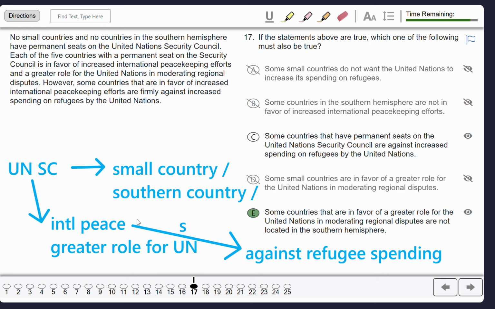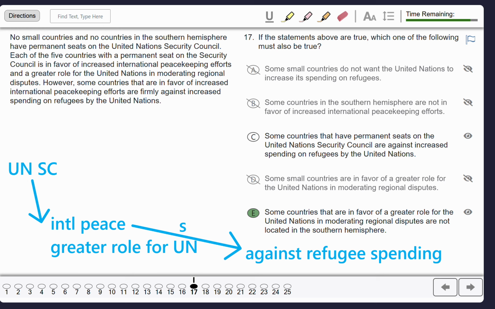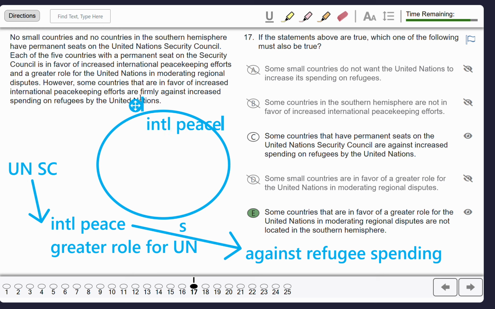Great. But do we know that the countries that are against, that are in the set of increased international peacekeepers, right? Do we know that those are the UN Security Council seats that are against refugee spending? No, we don't know that. We don't know that. I'm just going to create a little bit of space here. And, hearkening back to the core curriculum here, look at it this way. Let this circle be the international peacekeeping countries. So this circle represents all of the countries in the world that are in favor of increased international peacekeeping efforts.